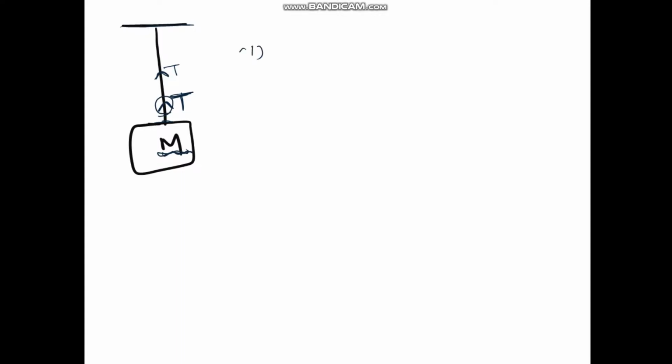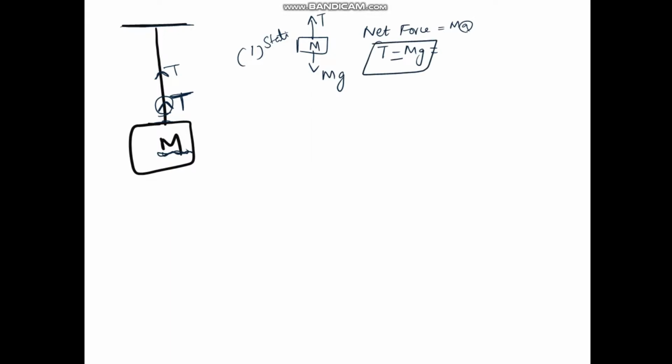First case, when the system is stationary. This is the block M. Upward force is tension, downward force is mg. I have said in the previous video that net force is equal to ma. Here T minus mg, since we are assuming it is stationary, acceleration is 0, so T is equal to mg.